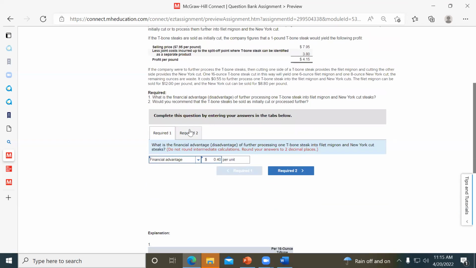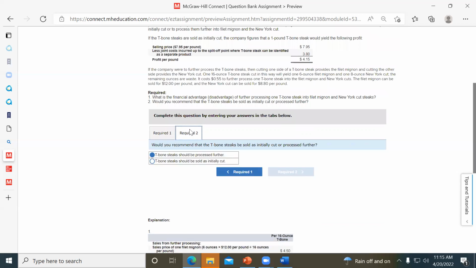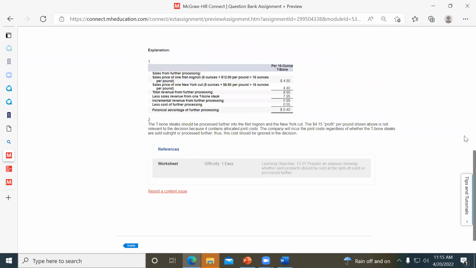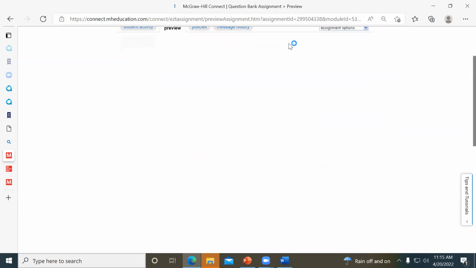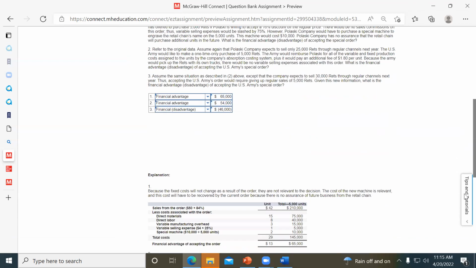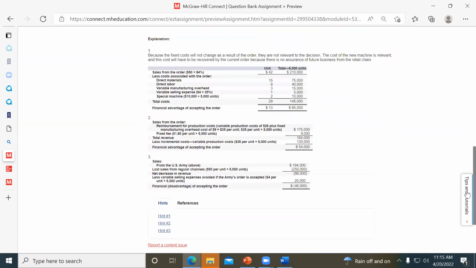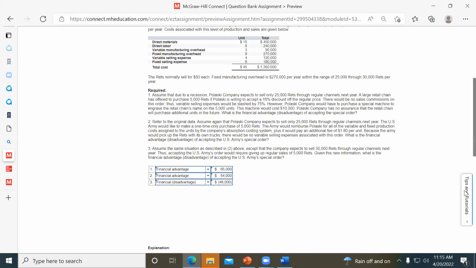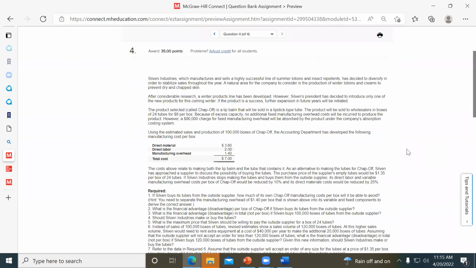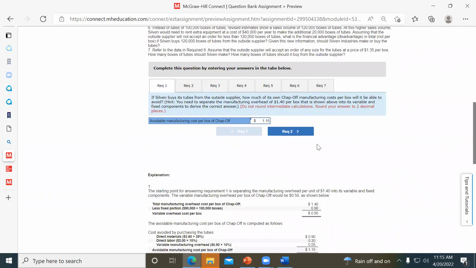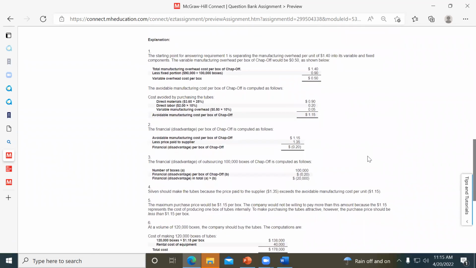Financial advantage, requirement 1. T-bone should be processed further. Here's your explanation. 3. For 1, 2, and 3, here are your advantages and disadvantages. Okay. 4. Here's the requirement. Here, I'm just going to give you these. This is all you need.